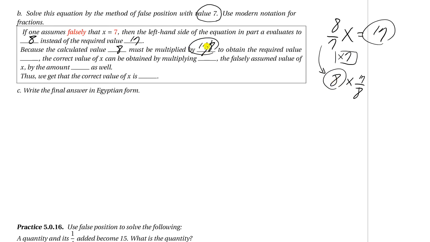So that's the combination of this one, to get 17. The correct value for that is by multiplying by 7 over there again. So it becomes 17/8. So altogether, the real amount, x, is 7 times 17 over 8, which is 119 over 8. Okay?